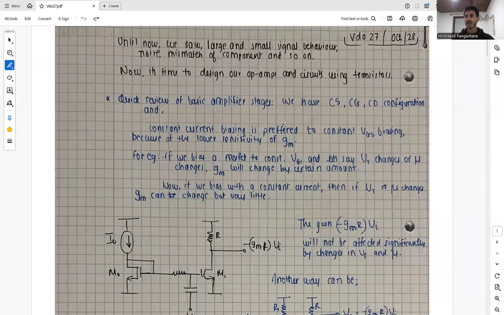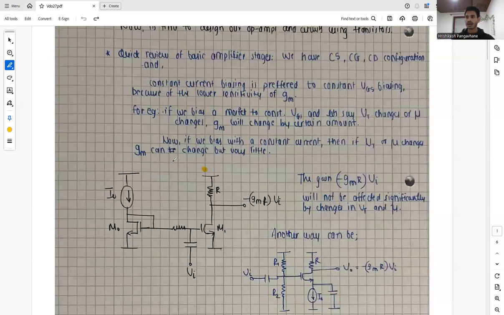So for example, we have biased a MOSFET to constant VGS, and let's say the threshold voltage changes or the mobility of the MOSFET changes due to temperature, and thus the GM will change by a certain amount. And now if we bias with a constant current, then if the threshold voltage or the mobility changes, the GM can change, but the change in GM is very little, as it is biased by a constant current and not biased by a constant VGS.